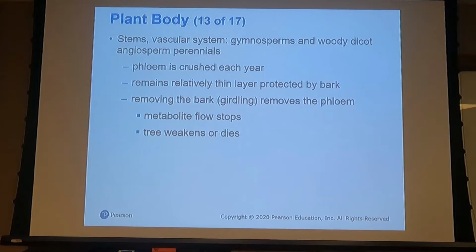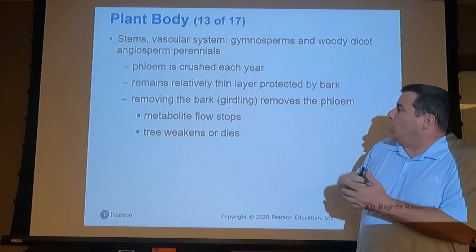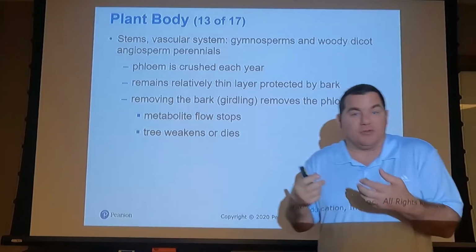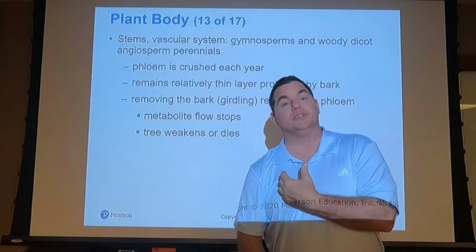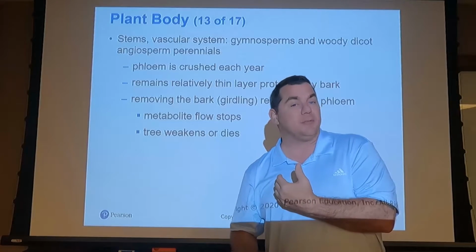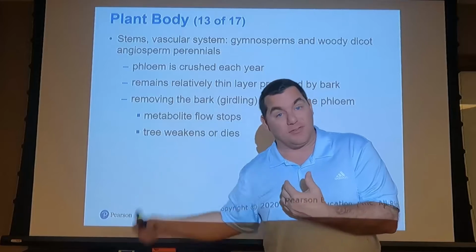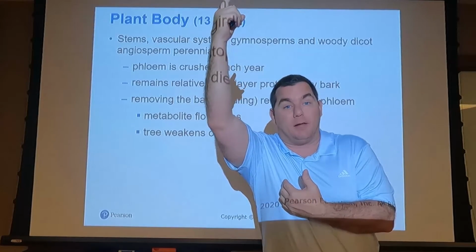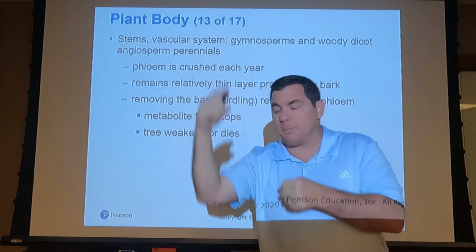Removing the bark also removes the phloem, and if we remove the phloem, then the tree is going to weaken or die. So that's why, like, girdling causes a problem. It just basically chokes the plant out, so no nutrients can get to the roots. If no nutrients make it to the roots, the roots can't send any of those nutrients up the xylem. So if you cut the phloem off, you kill the plant.